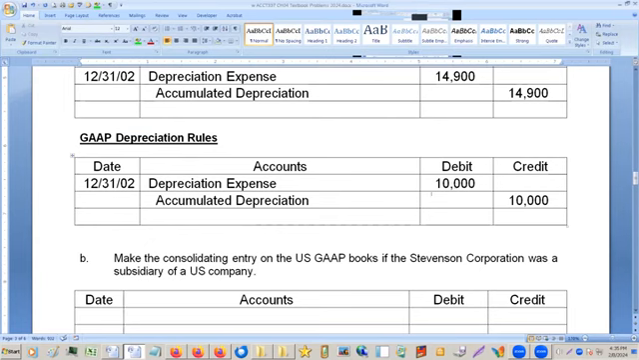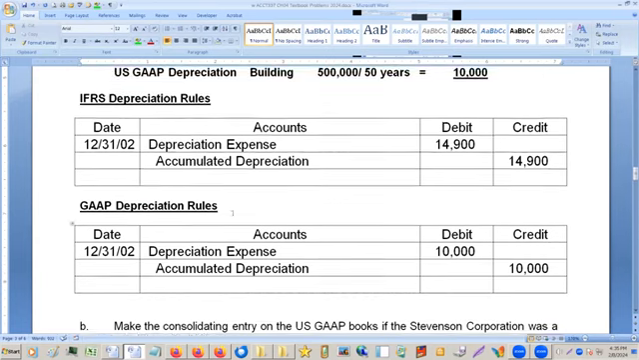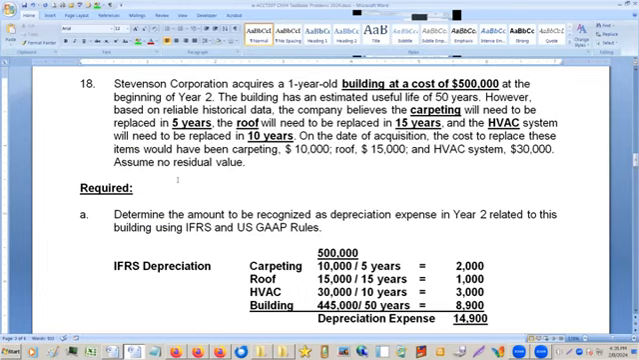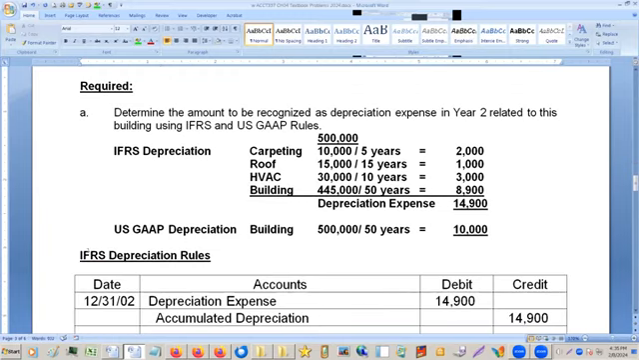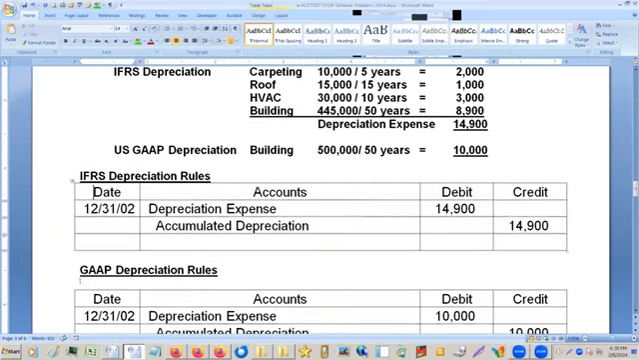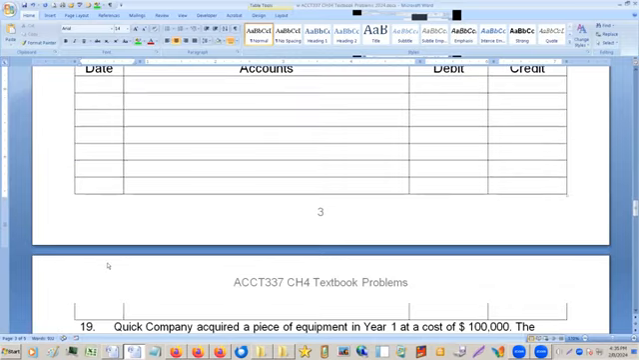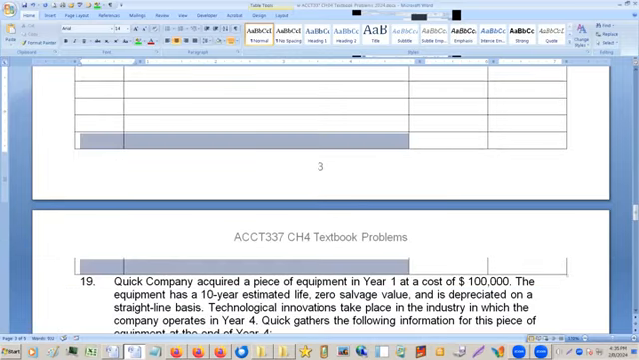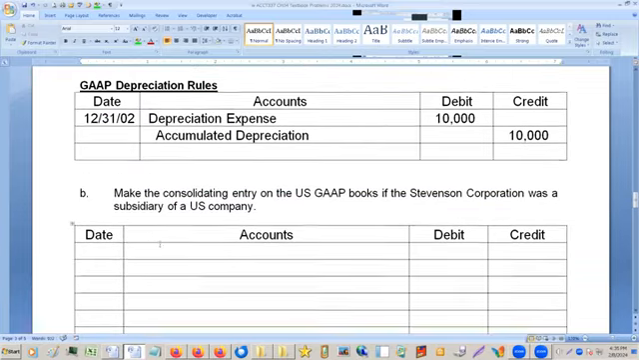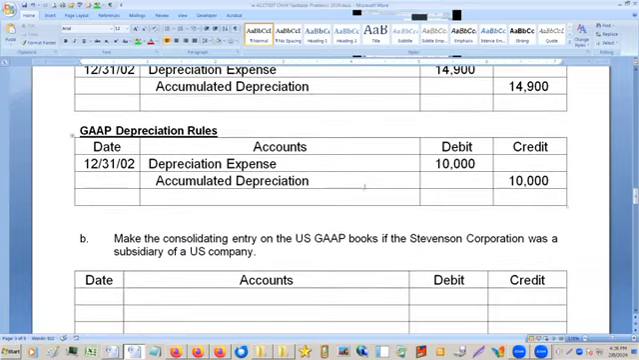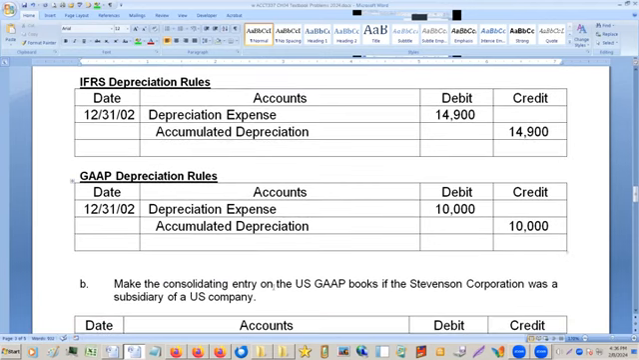Make the consolidating entry on the US. Did I add that? I must have added that. All right. So what would we do? So consolidating entry. The consolidating entry would just be reversing out the old one, putting the new one in. So if they're consolidating entry on GAAP books, the easiest way to do this.